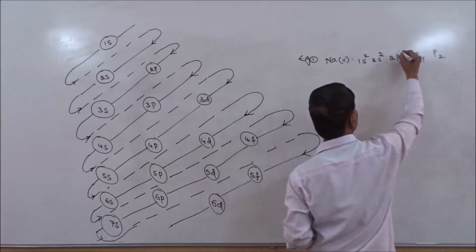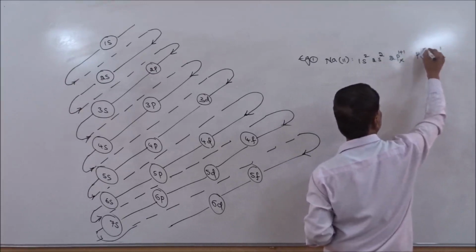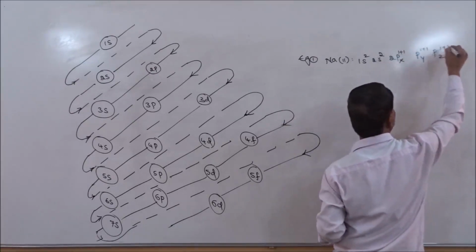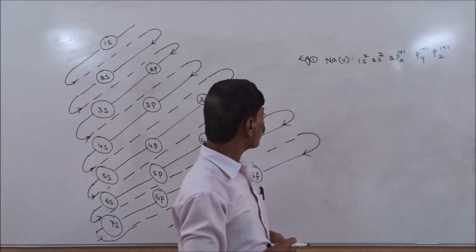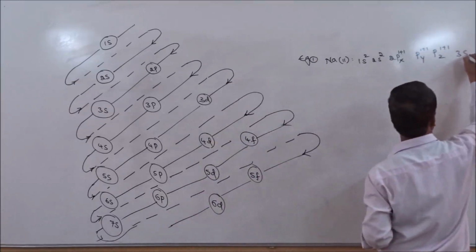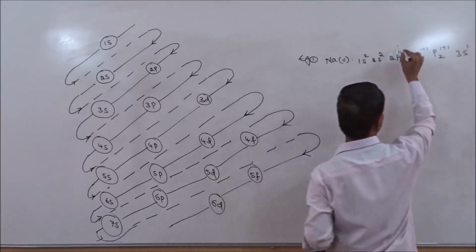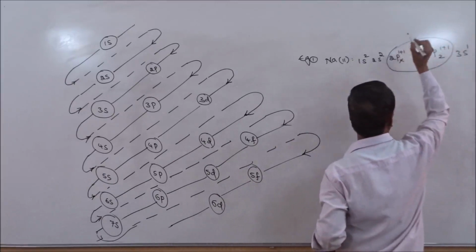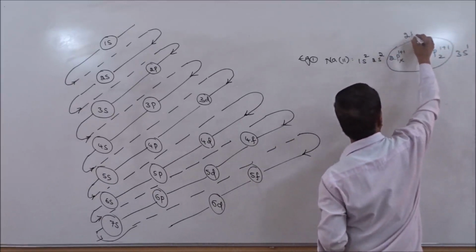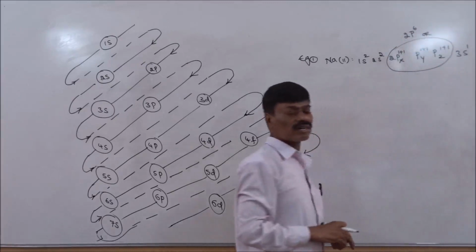So 4 electrons over, 5, 6, 7, 8, 9, 10 over. But we have 11 electrons. So 11th electron will enter into 3s. It becomes 3s1. And this part 2px to 2pz can be replaced by 2p6. In that way also it can be written.